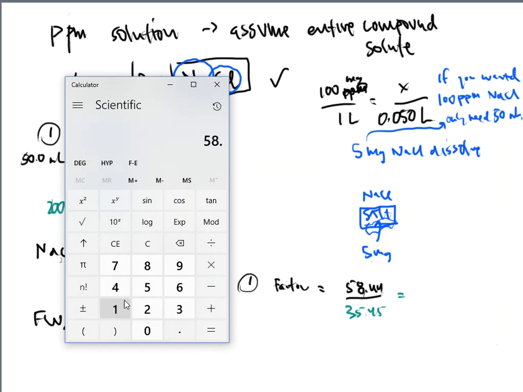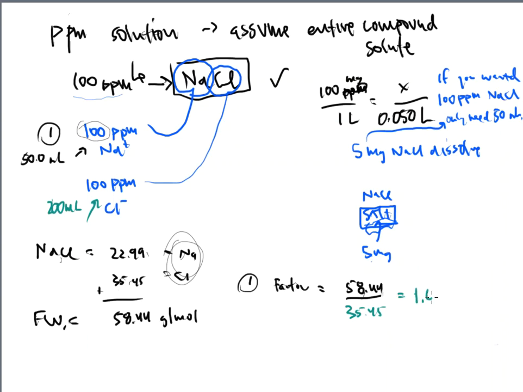So 58.44 divided by 35.45. And I hit enter, and that gives me 1.6485. Again, keep in mind, this number should always be greater than 1 because it's always going to take more salt if you're focused on just one of the ions that you need.